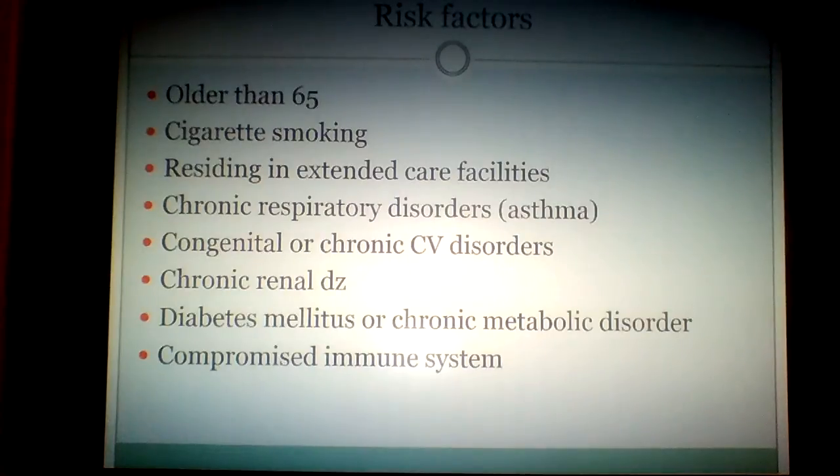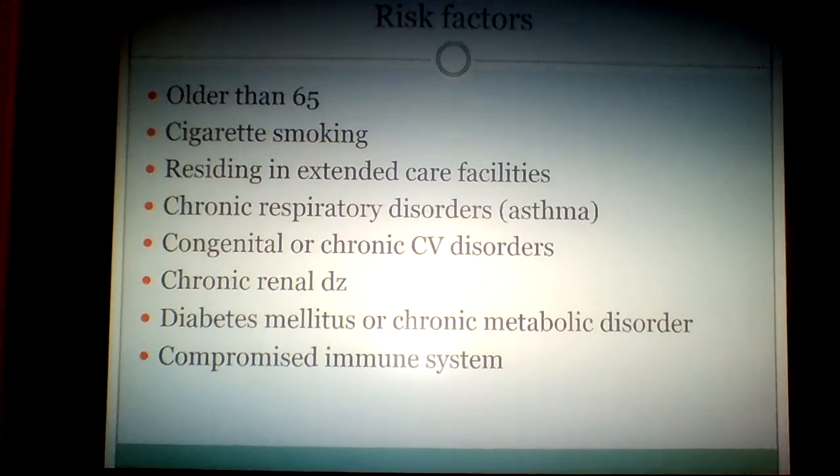When you think about chronic renal disease, I started thinking about the fact that the kidneys are what produce erythropoietin. Erythropoietin goes out there and tells the bone marrow, I need more red blood cells. And remember, red blood cells are the transportation of our oxygen that we were talking about. Patients who have diabetes or other chronic metabolic disorders, and people who have a compromise or a decrease in their immune system.